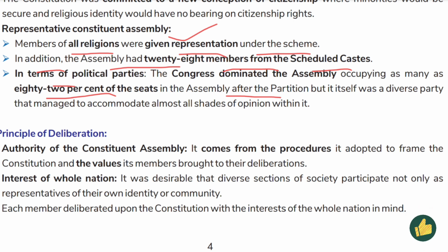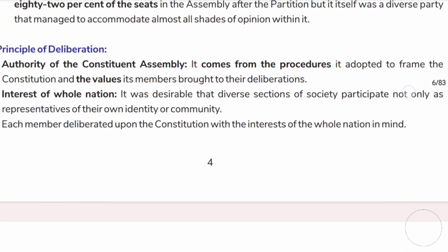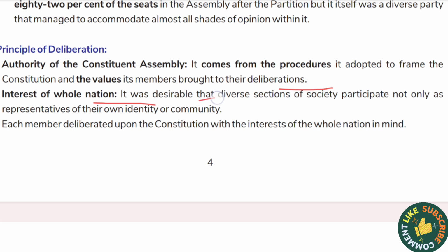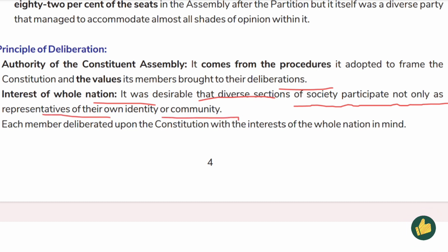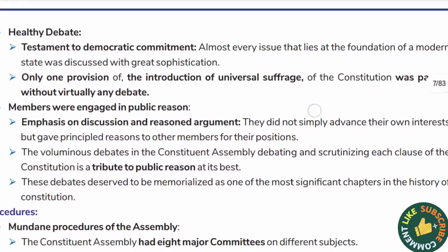On the principle of deliberation, the authority of the Constituent Assembly comes from the procedures it adopted to frame the Constitution and the values its members brought to the deliberations. It was desirable that diverse sections of society participate, not only as representatives of their own identity or community. Each member deliberated upon the Constitution with the interest of the whole nation in mind.